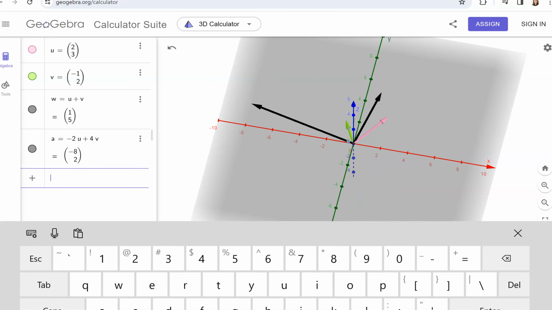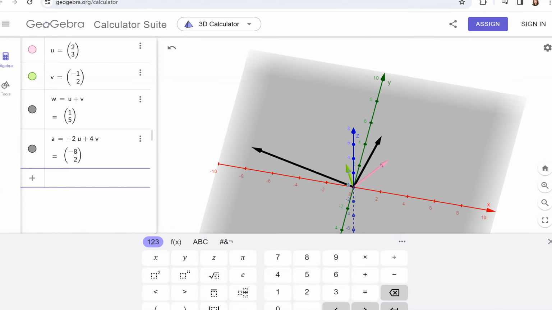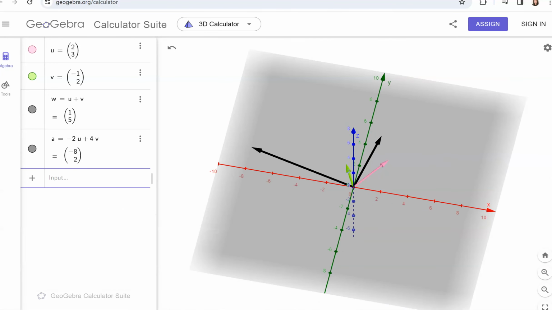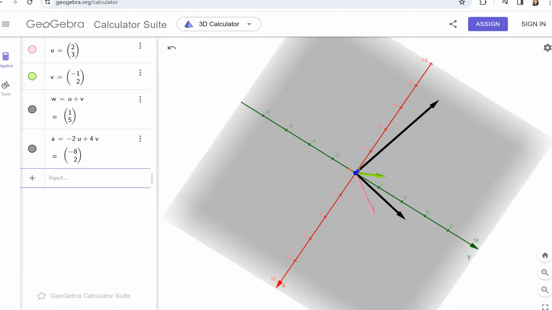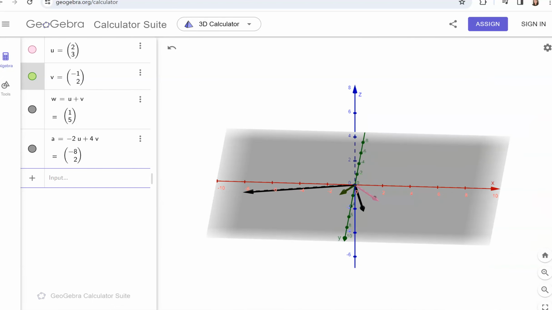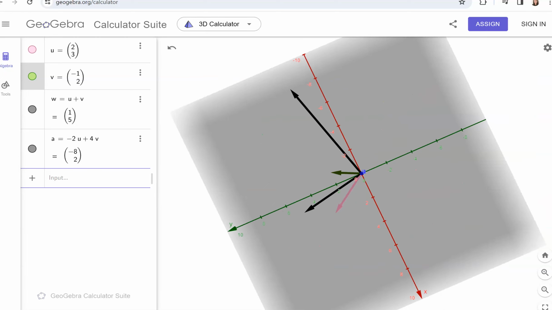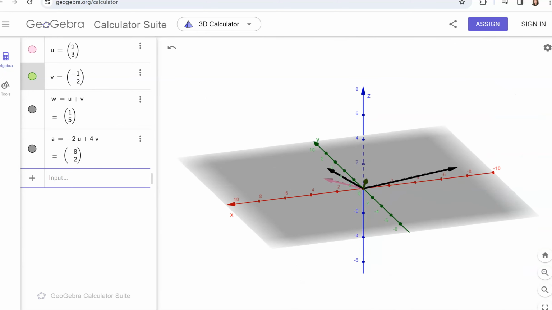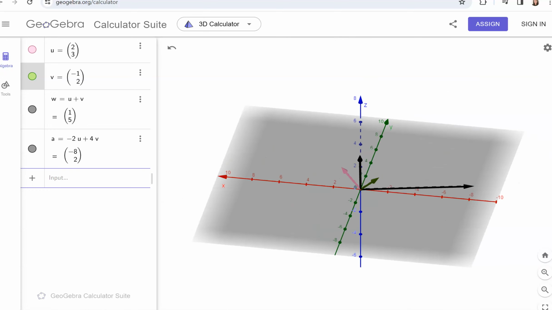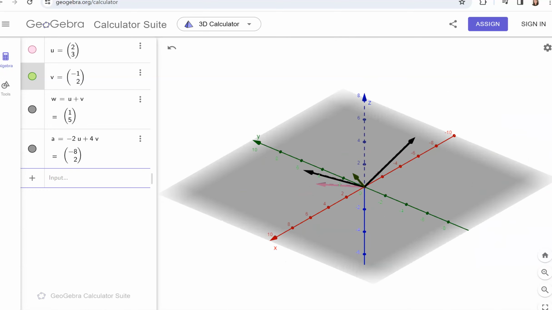So even if I wanted to put in a -2U, it would be down here somewhere. You can play with this and move it all around, so you can see what these vectors look like. Then I switched it around. I think I've got it right. Nope.